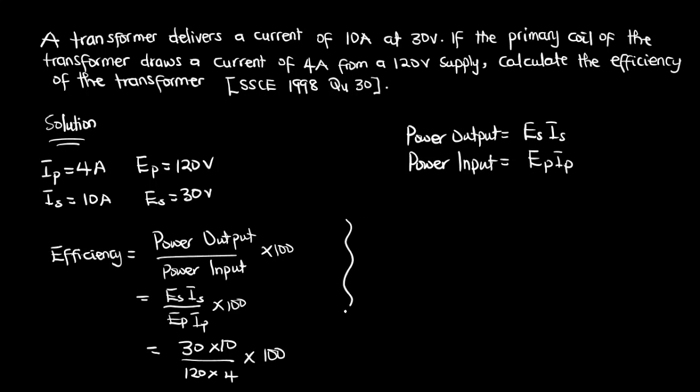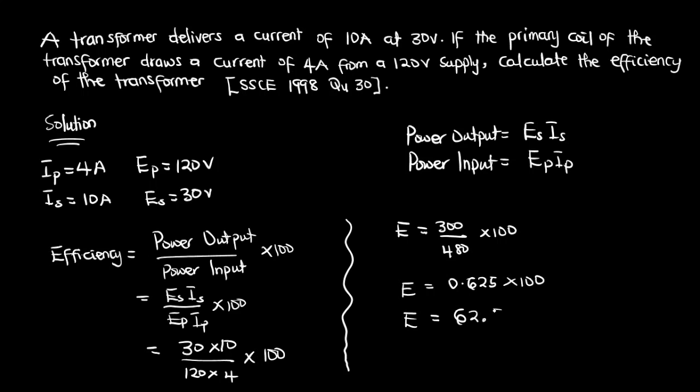Are we okay? All right, so if you look at this, our efficiency is equal to 30 multiplied by 10 is 300, divided by 120 multiplied by 4 is 480, then multiplied by 100. So the efficiency is equal to 300 divided by 480, that will give us 0.625, then multiplied by 100, and then this will therefore give me 62.5% as the efficiency of this particular transformer.